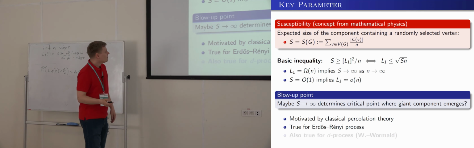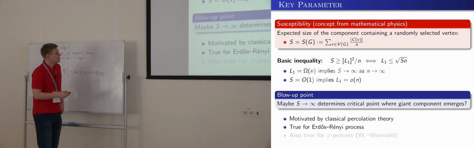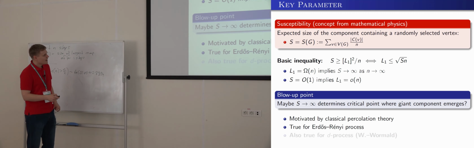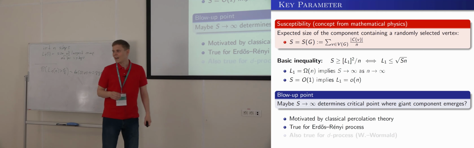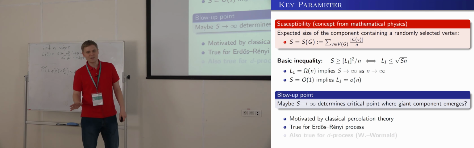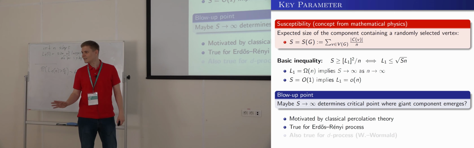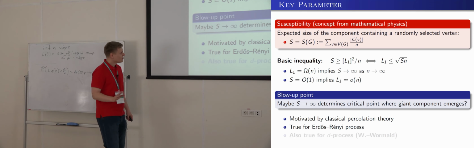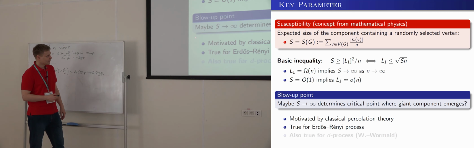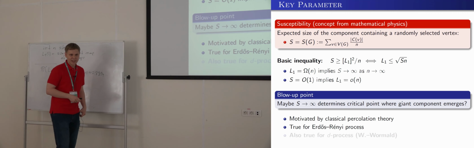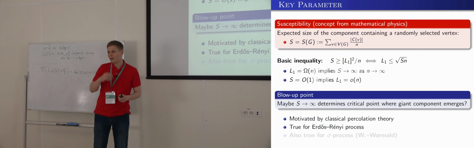So maybe the point where the susceptibility diverges coincides with the critical point where the giant component emerges. And I should admit, right now this seems like an extremely weak heuristic. But there's more to it. I should first mention that there's some motivation here from classical percolation theory on infinite lattices.